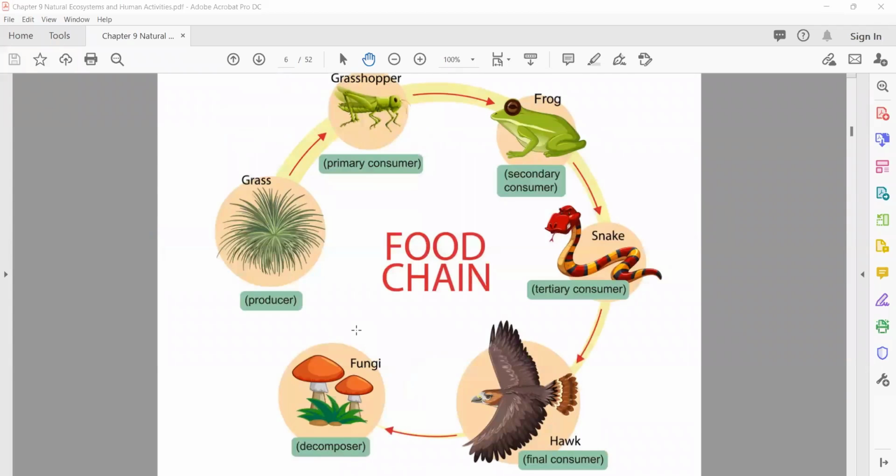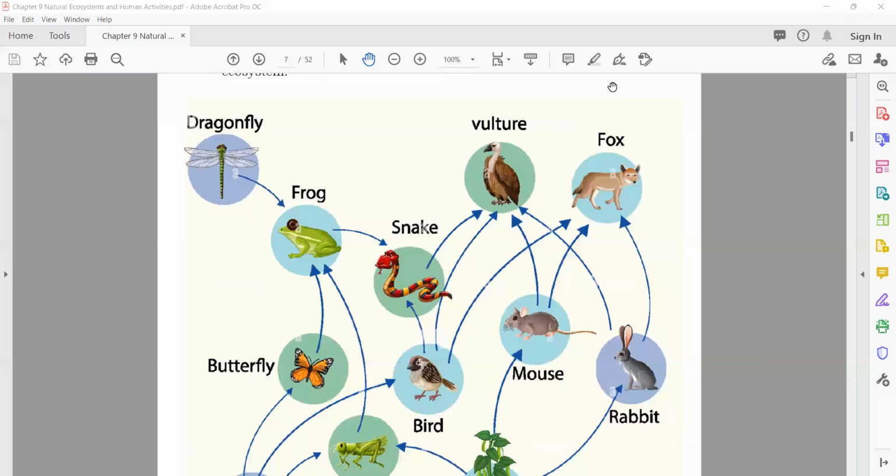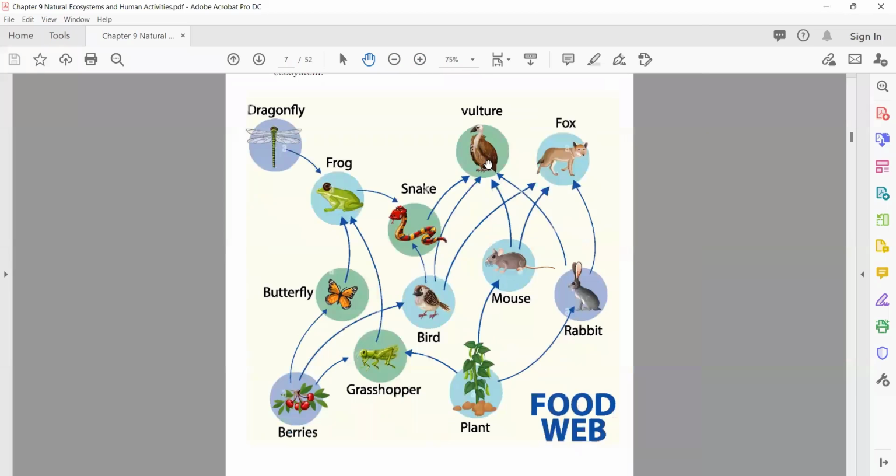Here they have given another one. After that, food web. A food web is a combination of different food chains. Different food chains combine together and make a food web. For example, here you see the plant. Now you can go this way.